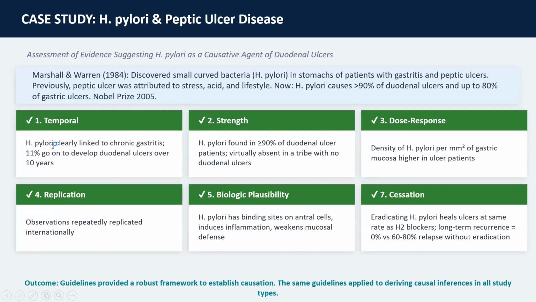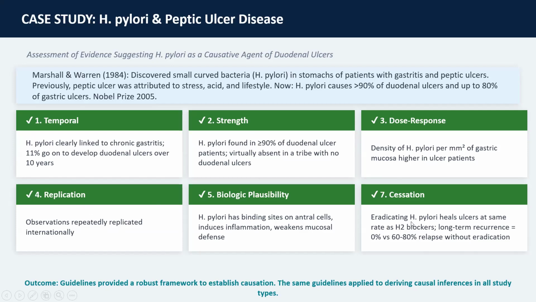For the temporal criterion, H. pylori is clearly linked to gastritis, and 11% go on to develop duodenal ulcer over 10 years. Strength: H. pylori is found in greater than 90% of duodenal ulcer patients, and is partly absent in a tribe with no duodenal ulcer. Dose response: density of H. pylori per scale of the gastric mucosa is higher in ulcer patients. Replication: it was rapidly replicated internationally. Biological possibility: H. pylori has binding sites on the antral cell, induces inflammation, and weakens the mucosal defense.